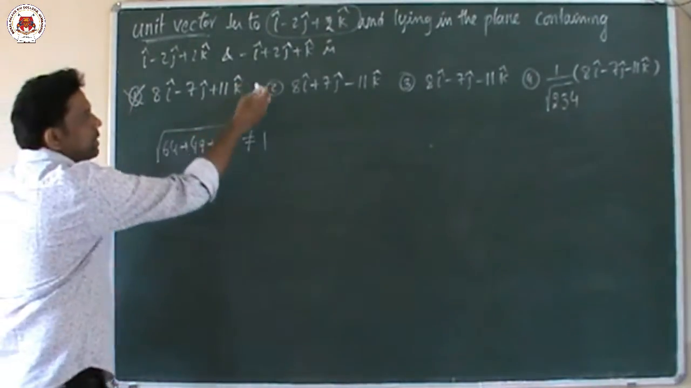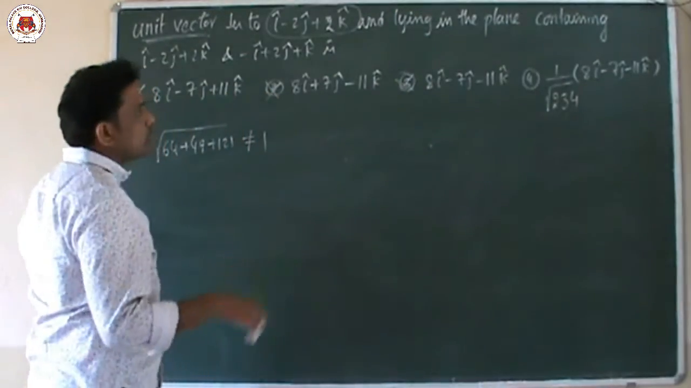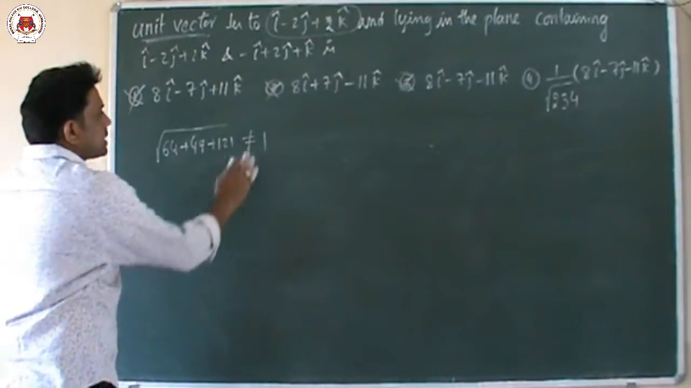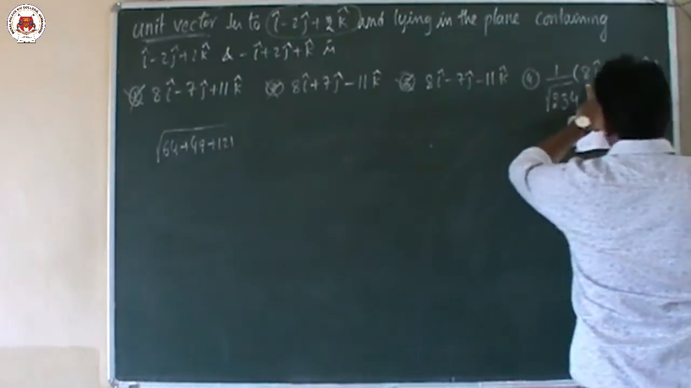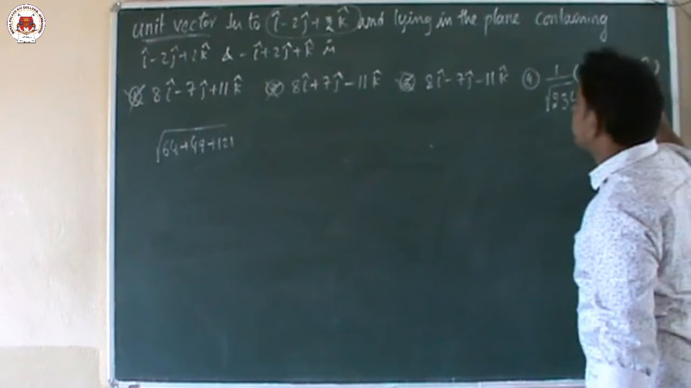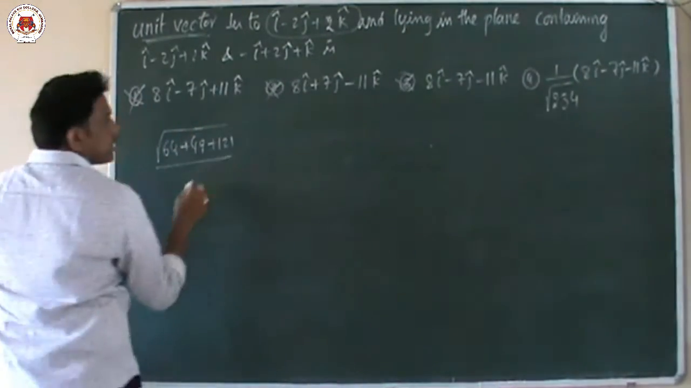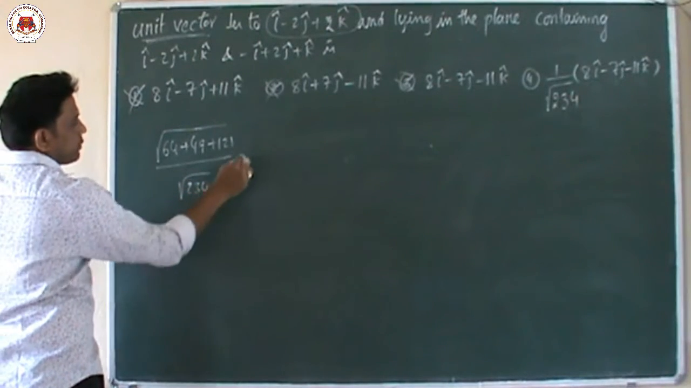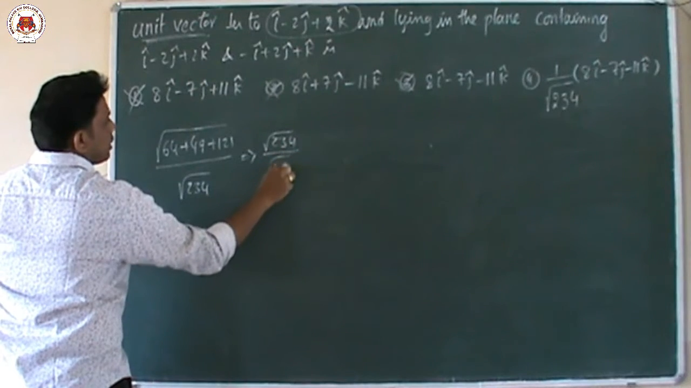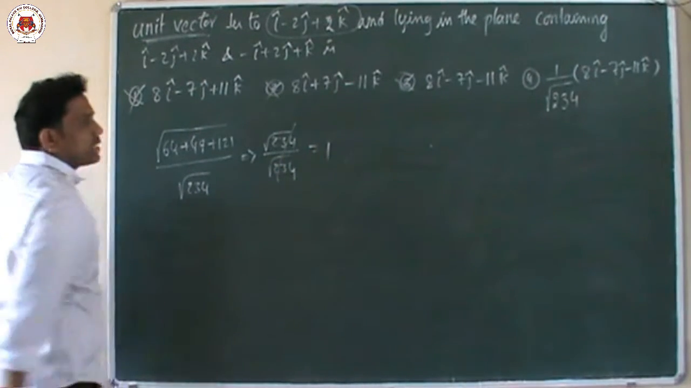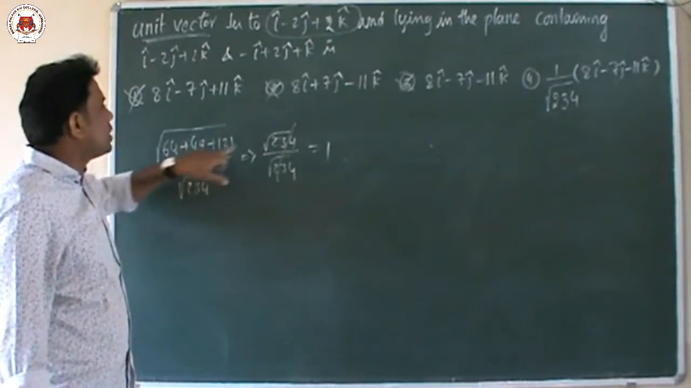This second one is also the same, it is not equal to 1. The third one is also the same, it is also not equal to 1. These three are not equal to 1. Then the last one, we will discuss the last one. If you find the modulus, square root of 8 square plus 7 square plus 11 square, means 64, 49, 121. Outside, the value given is square root of 234. So the value is 234 by square root of 234. Both get cancelled. What is the answer? Answer 1.